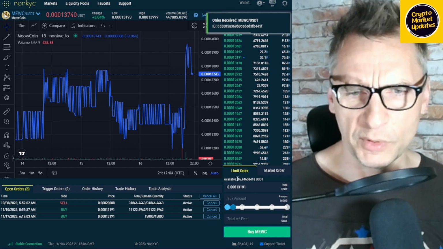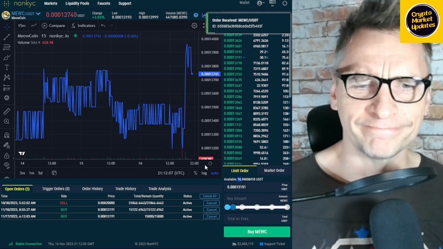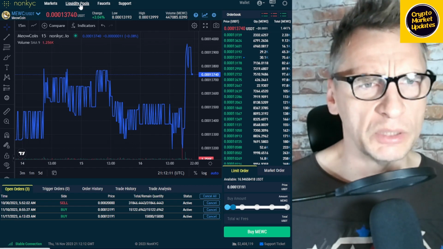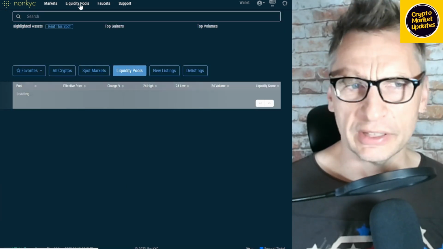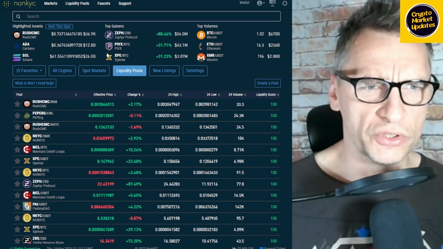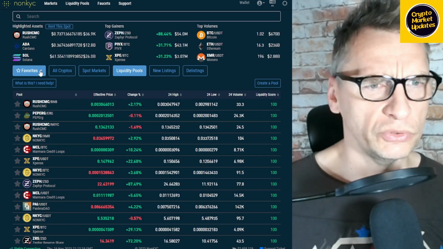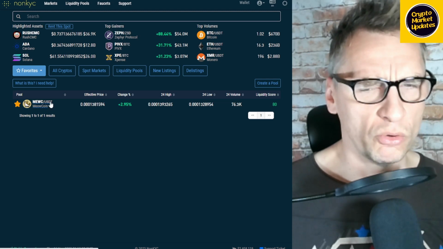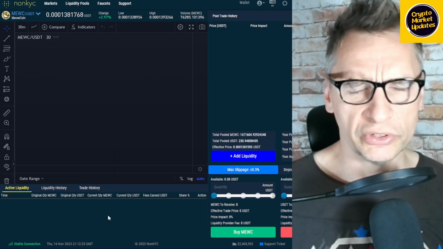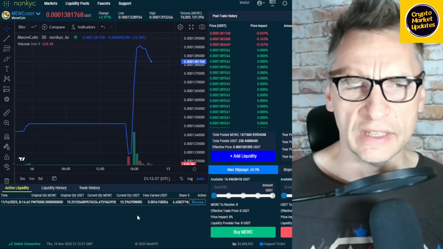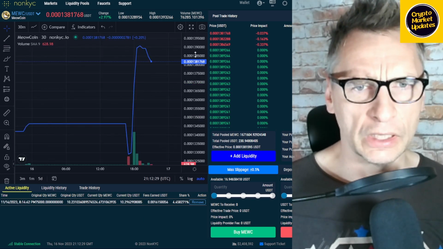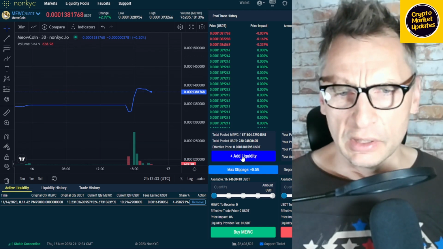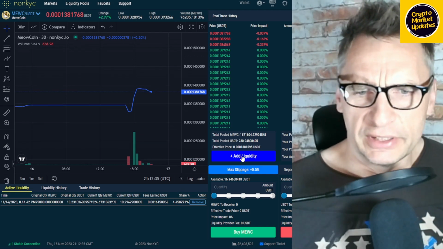Yep, and that leaves me with $16 in the account, which I'm going to use to add to the liquidity pool. So let's go ahead and do that. So all you need to do is, once you're here, go to liquidity pools, find the MEWCoin USDT liquidity pools. It's also possible to add liquidity using MEWCoin Litecoin pairs, but today it's USDT.